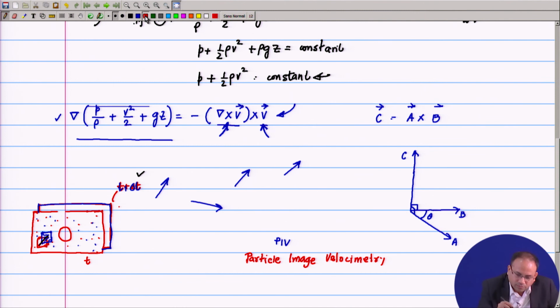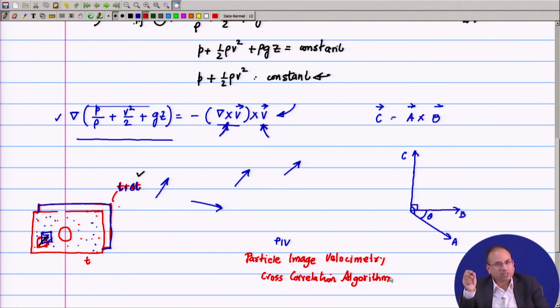Similarly, suppose your cross correlation. So, it is based on this thing called cross correlation algorithm. It is quite a straightforward thing, and MATLAB, for example, has a function to run your cross correlation. I think it is xcorr or xcorr2 or something like that.